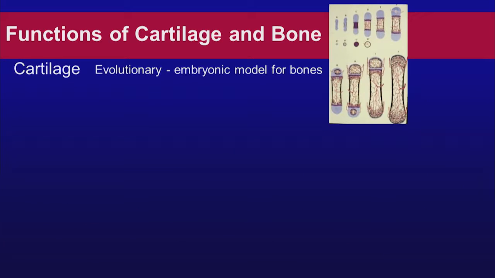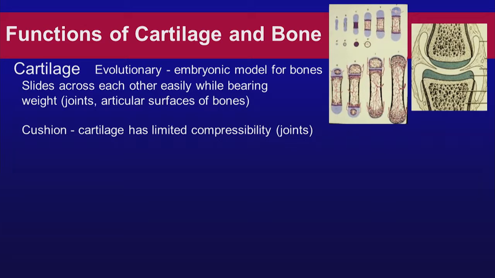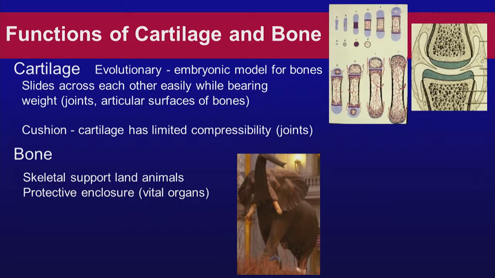So the function of cartilage and bone. Cartilage is our embryologic origin of bone. You can see our embryo. In the embryo, our skeleton is cartilage, and then it's replaced by bone. Also, the cartilage is slick, and it allows you to slide back and forth without damaging the cartilage. It's a cushion between our bones, and it's a spacer to prevent bone touching bone, which would be very painful. Bone itself protects our enclosures and also allows us to walk on land.